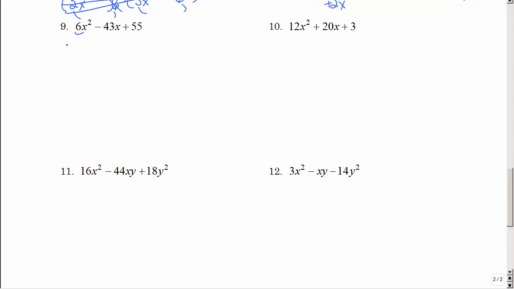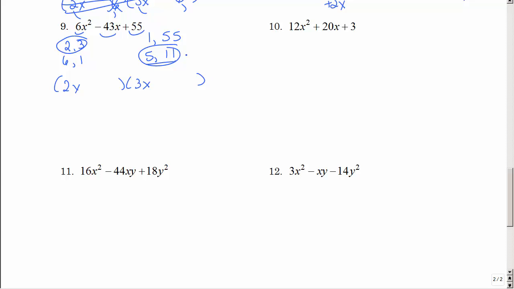Again, 6. We can choose 2 and 3 or 6 and 1. Now 55 does sound large, but the good news is that you don't have very many choices. 1 times 55, which sometimes works, but what about 5 times 11? And we need a 43. Well, I'm going to stick with my smaller numbers. They don't always work, but that's where I start.